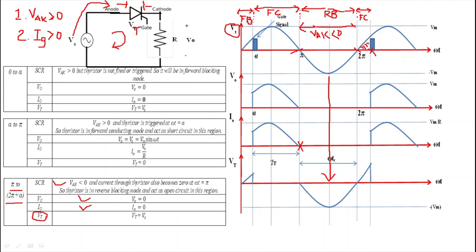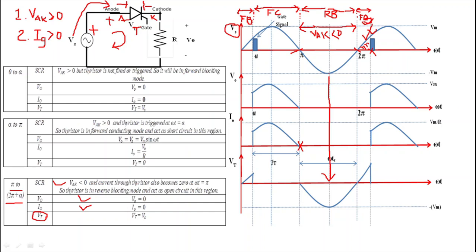Now after 2 pi to 2 pi plus alpha, what happens? This source voltage becomes positive. When it becomes positive, then what happens? The anode to cathode voltage becomes greater than 0, because in this case a positive potential is applied to the anode. That's why VAK becomes greater than 0. But gate current is not applied in this period from 2 pi to 2 pi plus alpha. That's why the thyristor is in forward blocking mode. This is not conduction, this is blocking mode.